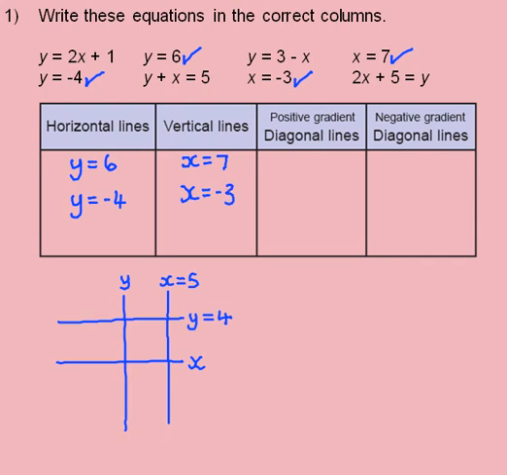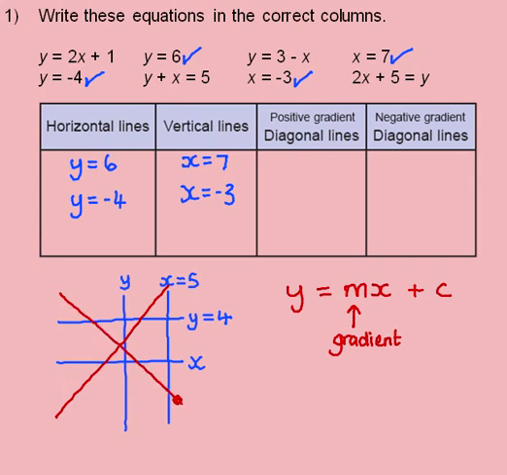For the more complicated lines, I need to remember that the equation of any straight line can be written in the form y equals mx plus c. The m, that's the number in front of x, is the gradient. If it's a positive number, it will be a graph with a positive gradient, which will go like this, from bottom left to top right. If it's a negative number, it will be a graph with a negative gradient, which will go like this, from top left to bottom right.